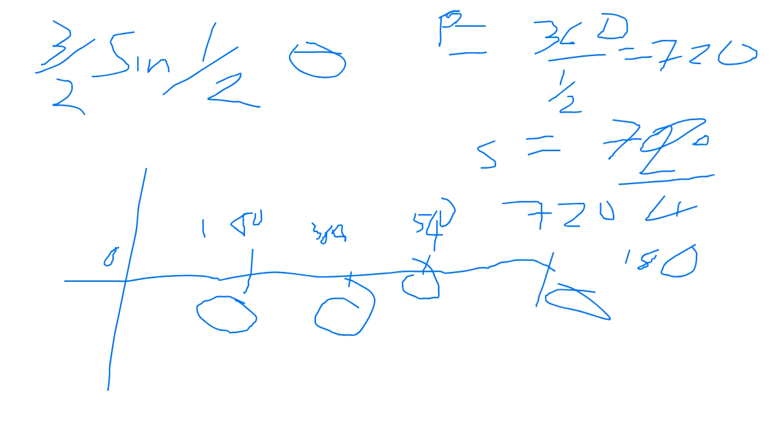Okay, so our amplitude is going to be 3/2, and our period is going to be, is it 720 or 180? Period is 360 over half, so it will be 720. Okay, and then our step is going to be 180. Yes, our step is going to be 180. Any questions again?